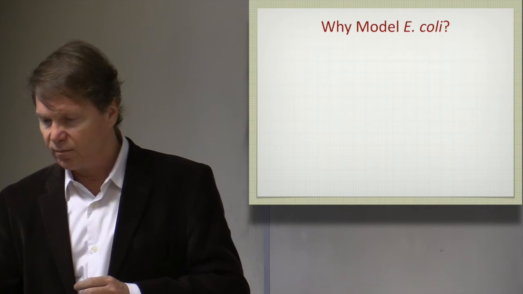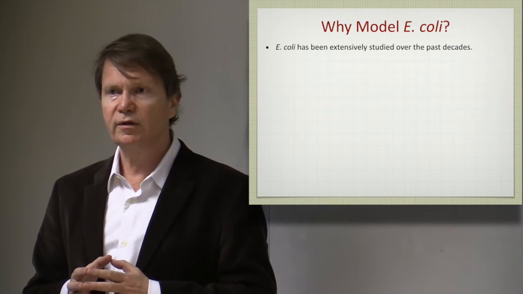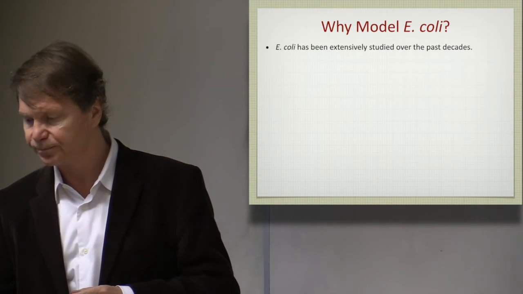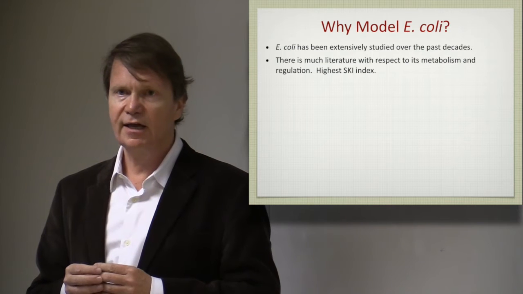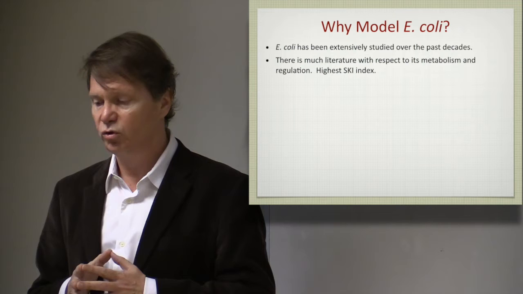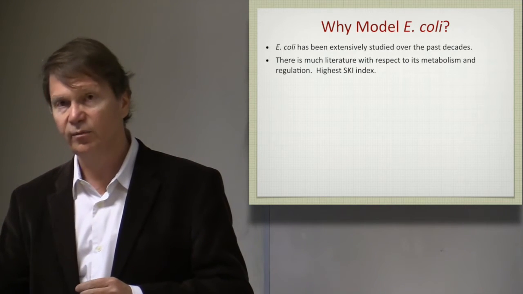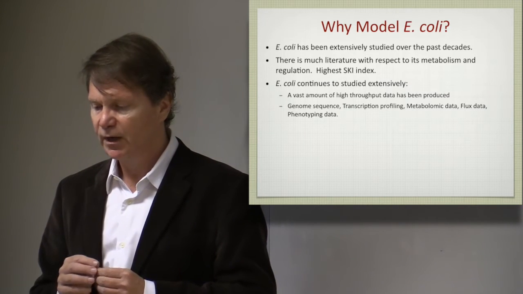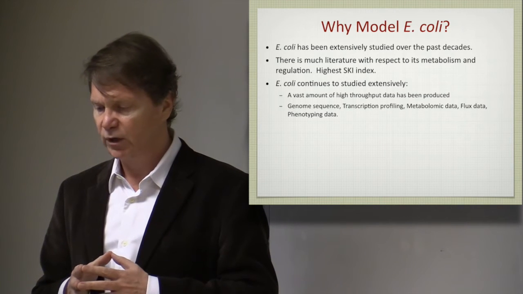Okay, so why model E. coli? I think the reasons are pretty obvious. The bibliome for it is very deep. There's a lot of publications available on E. coli. We mentioned the SKI index last time, this index that has been put out by the European Bioinformatics Institute. E. coli has the highest SKI index, so a lot of literature available for every gene in E. coli, or most genes, I should say. It continues to be a model organism for a variety of things.